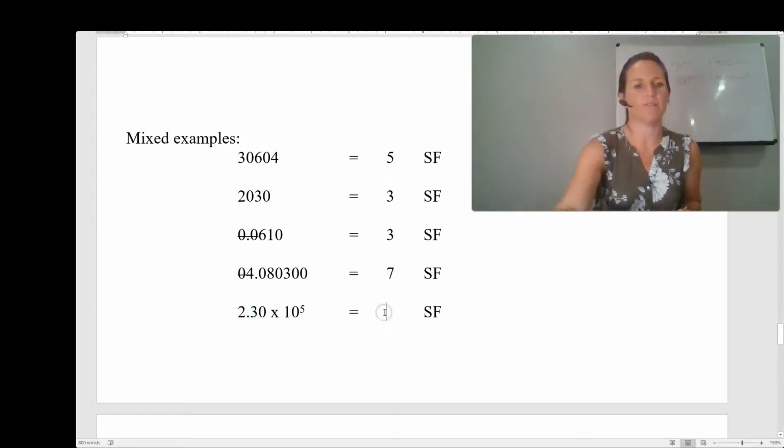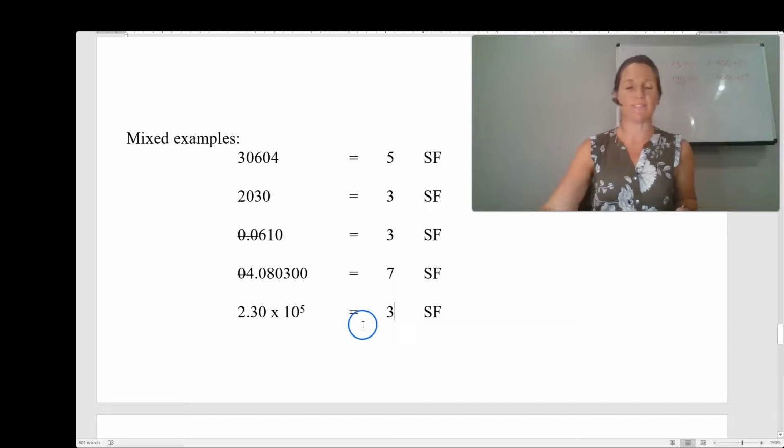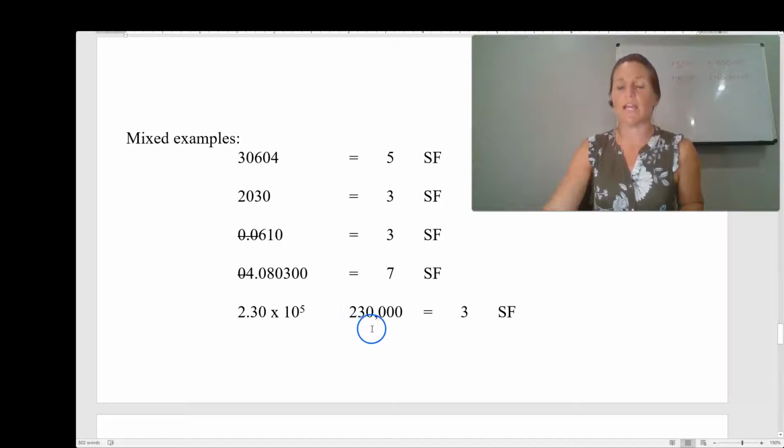2.30, all 3 of those are significant. And so even though this is a very large number, it only has 3 significant figures. If we take it out of scientific notation, it would look like this. This number would be 230,000.